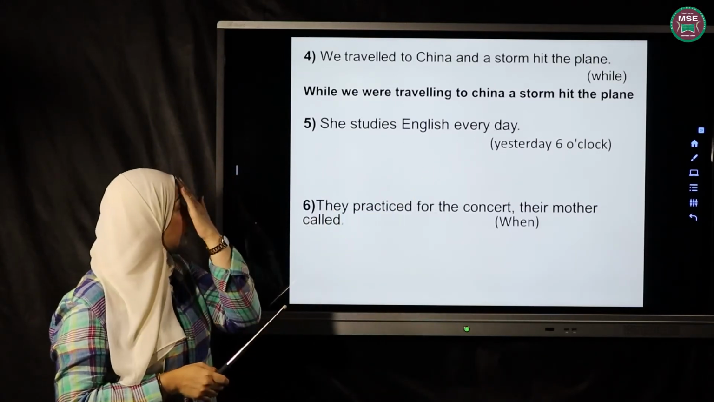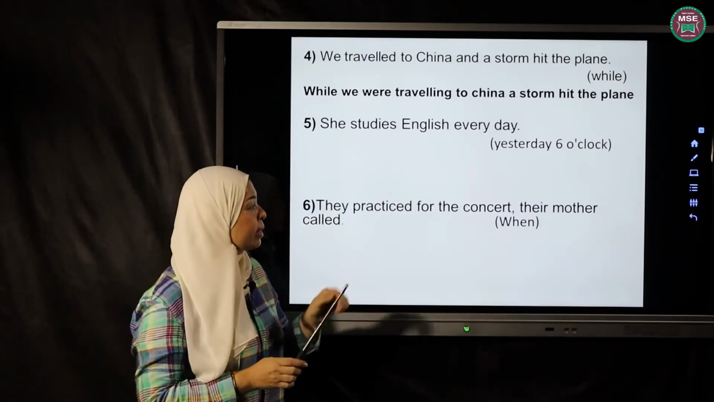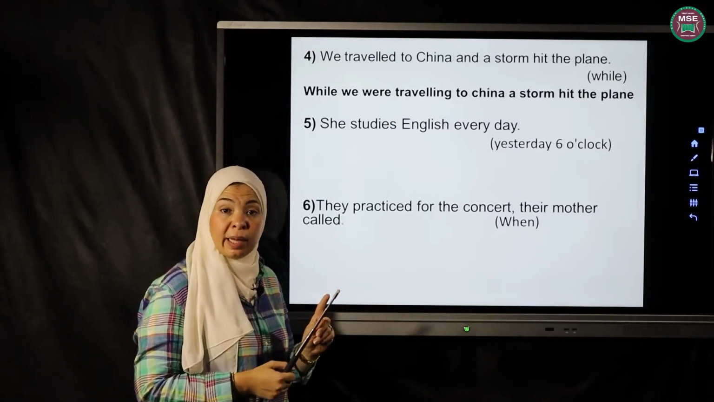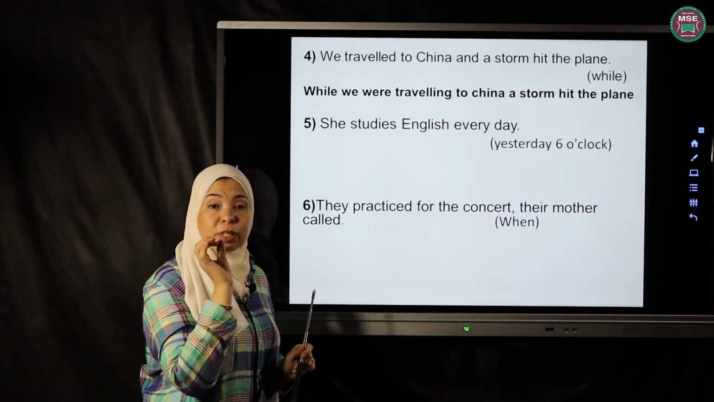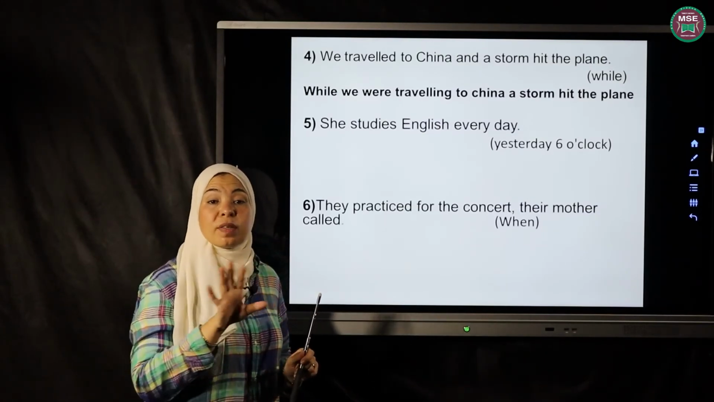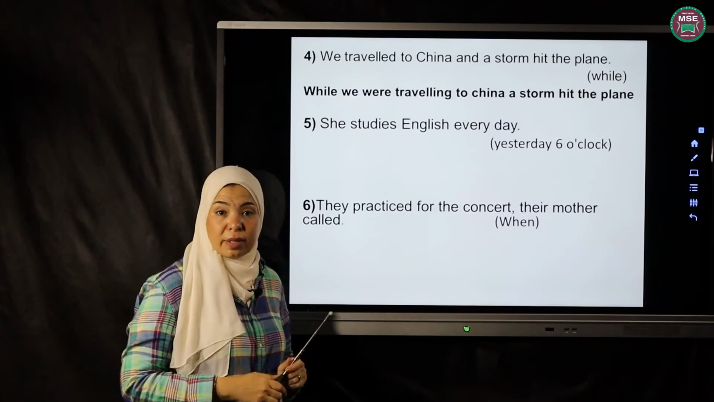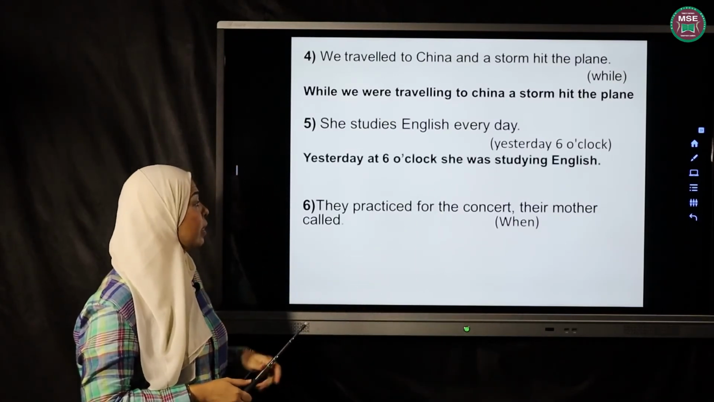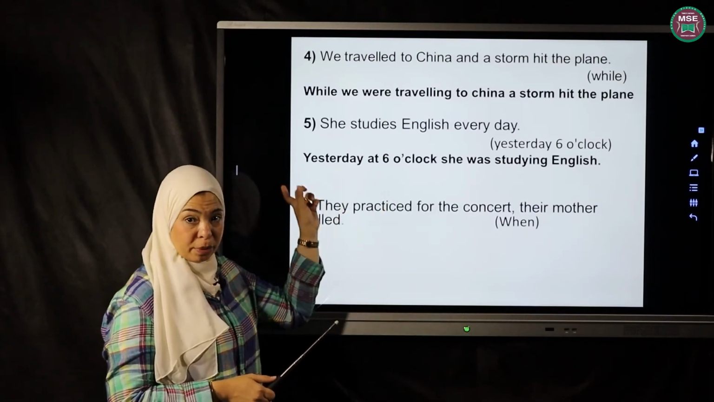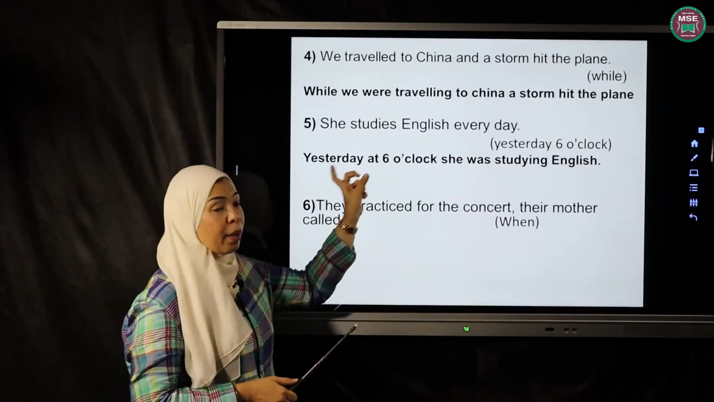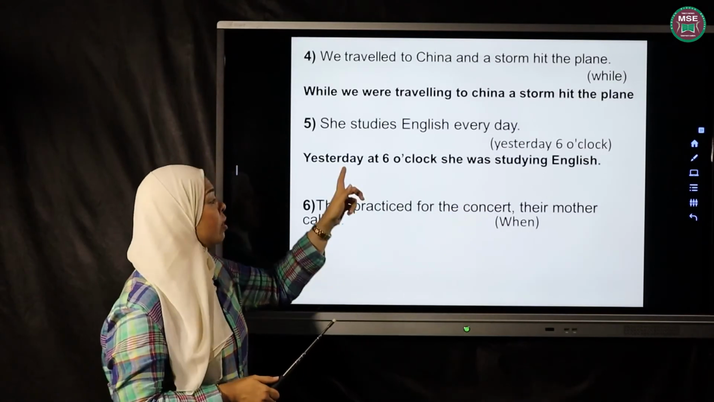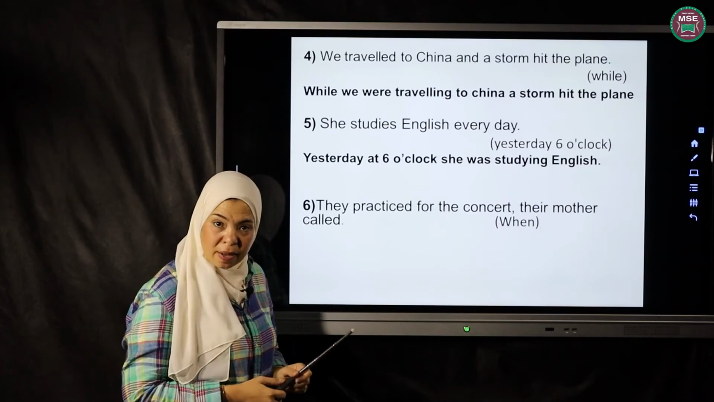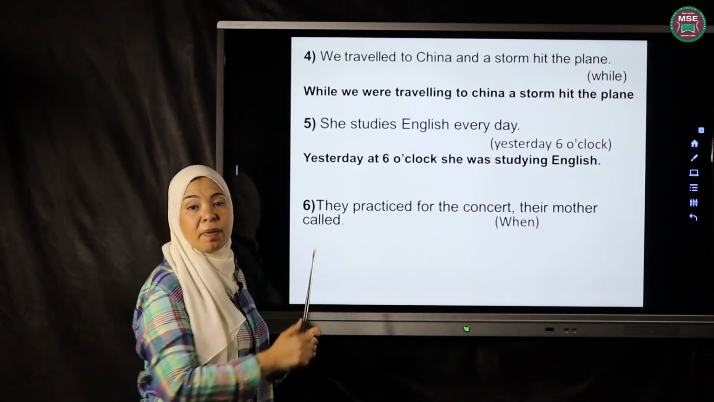Number 5. She studies English every day. The same, using yesterday, 6 o'clock. Not only yesterday. If I give you yesterday, this will be past simple. But I give you a specific time in the past, which is the difference between past simple and past continuous. Okay, yesterday 6 o'clock. Yesterday at 6 o'clock, I started with this phrase, or I can put it at the end of the sentence, it doesn't matter. She was studying English. Okay, this is past continuous because of yesterday plus a specific time in the past.